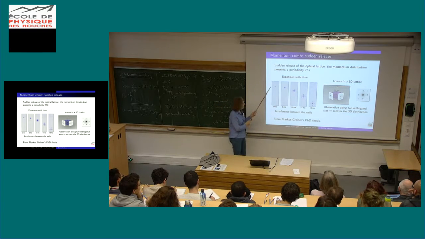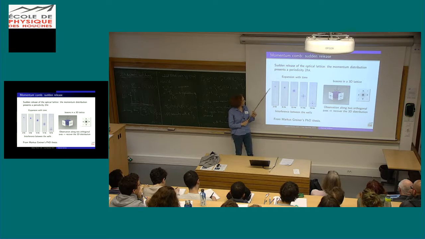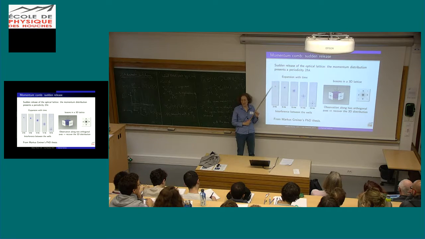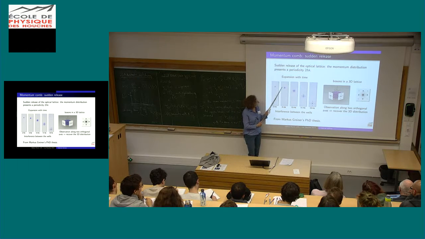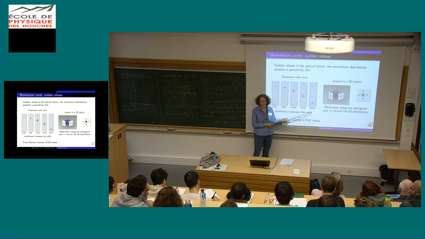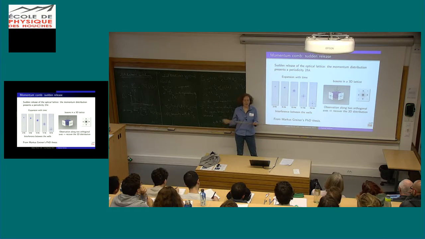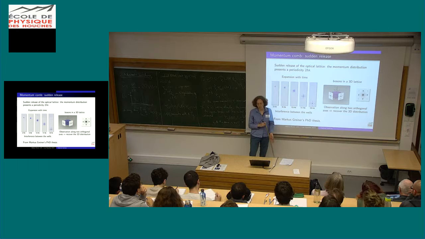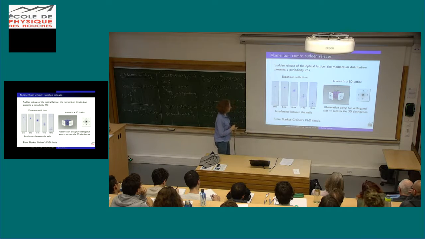So you can see that at short times, it's hard to see anything because the initial size is not negligible. So you cannot really make the assumption that what you observe is a momentum distribution. The initial size is too important. And the more you wait, the nicer you can identify the peaks in direct space with the momentum distribution before releasing the cloud. Okay, so this is taken from Markus Greiner's PhD thesis.